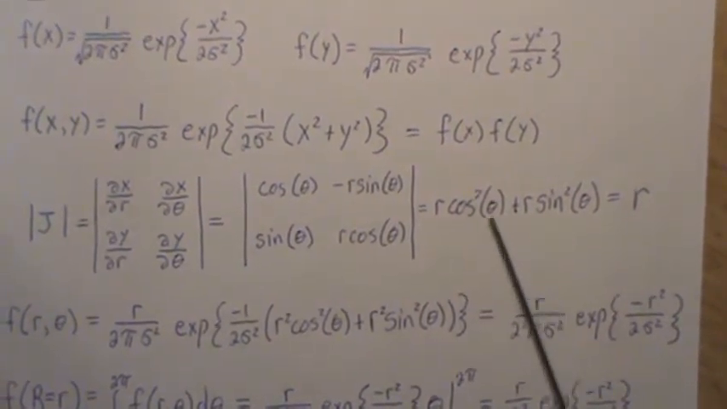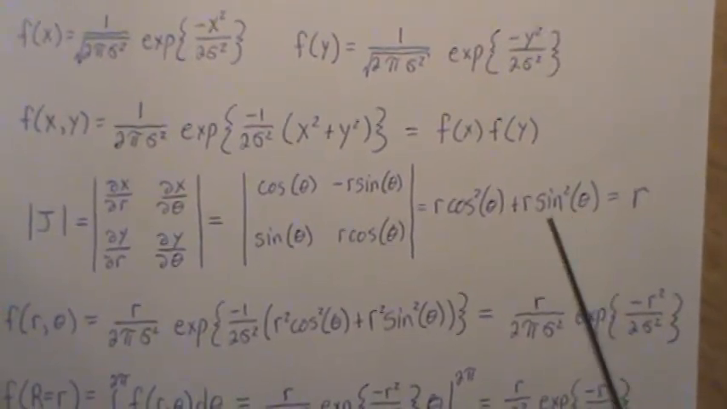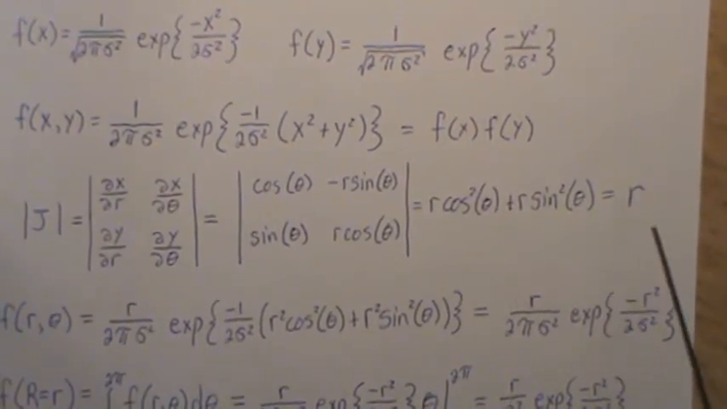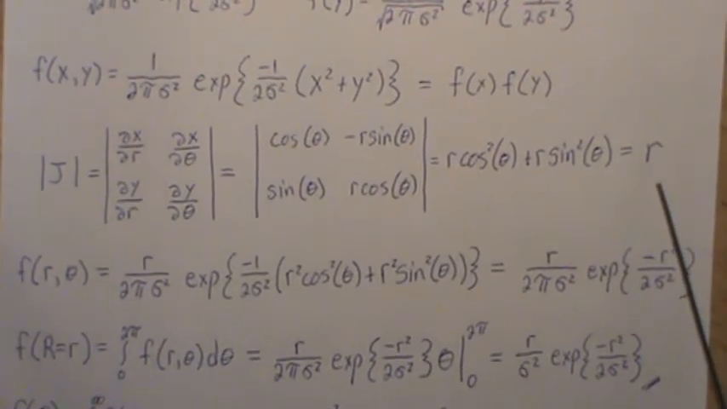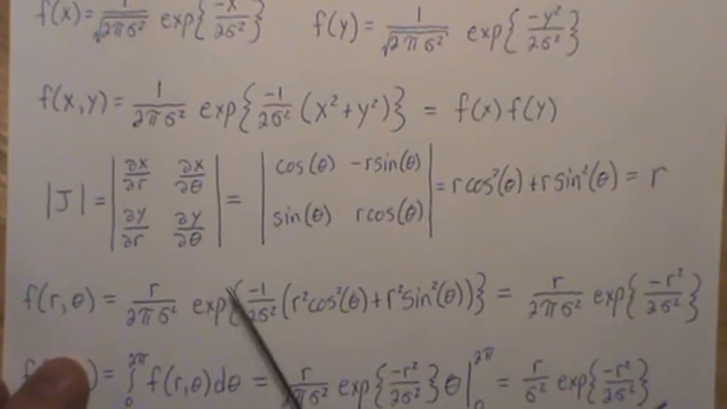Now an r can be factored out, and then the cosine squared of theta plus sine squared of theta is 1, so we just get r. Now the joint density of r and theta is this.